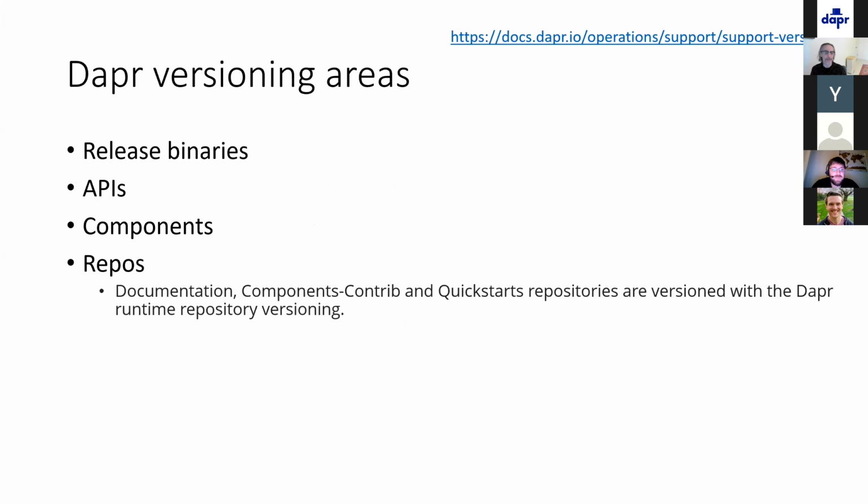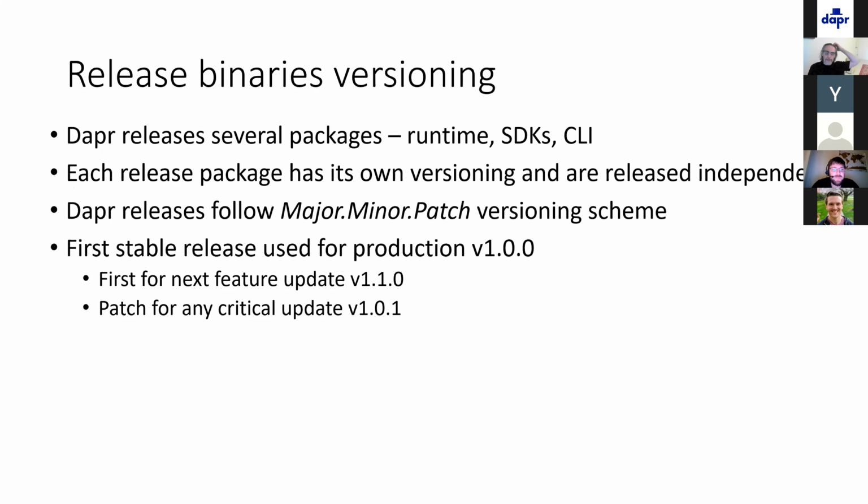Dapr has 4 areas that we talk about versioning in. There are the actual binaries themselves, the APIs that you call, the components that you can build and use, and then the actual repos. I won't spend too much time on the repos, other than to say they all have versioning against them. For example, we version the documentation, components, contrib, and quickstart repos, and they're typically versioned with the runtime version of the repo. The versions of the repos themselves, like runtime, will follow the release process we'll go through. So let's dive into each of these areas.